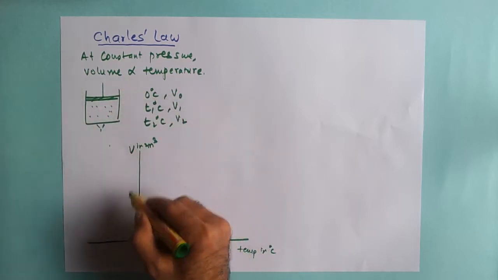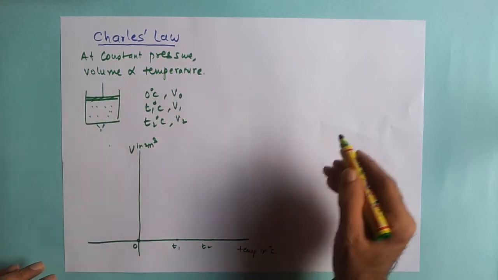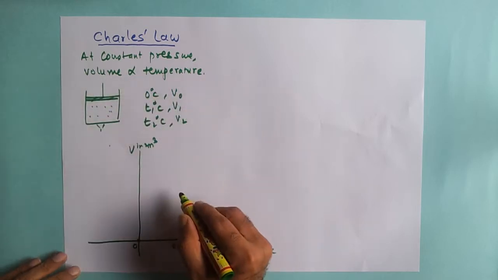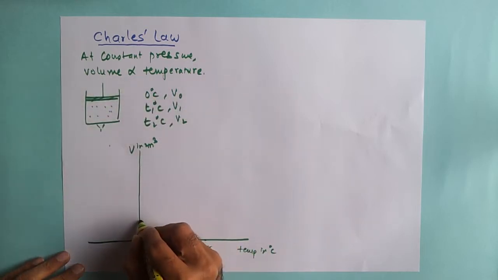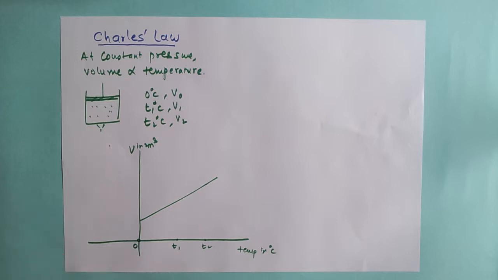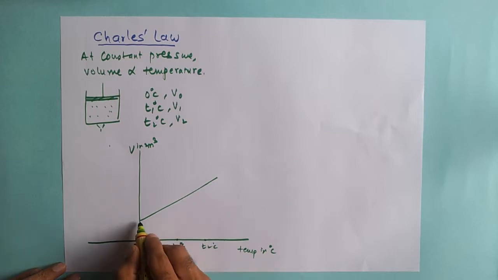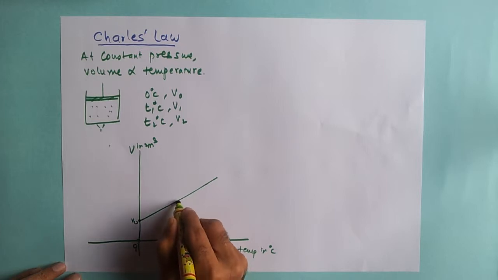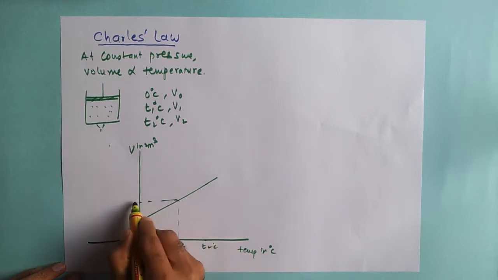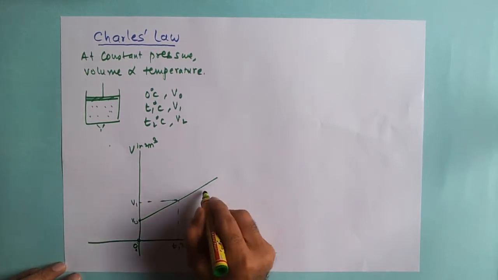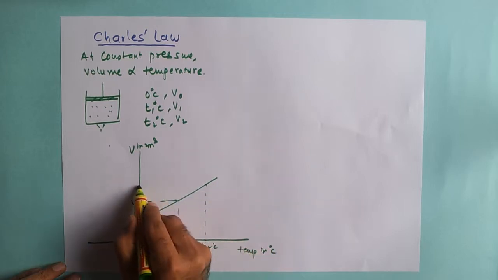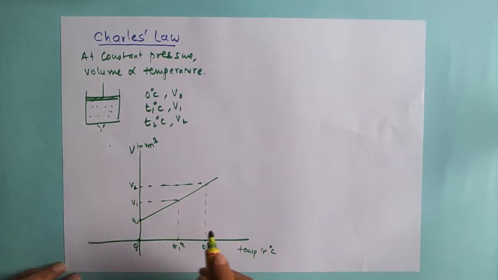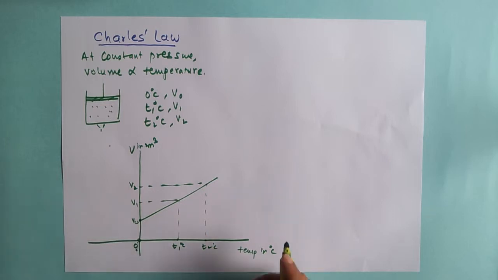Now since volume is proportional to temperature, the graph would be a straight line going up because they're directly proportional. So you'll get a graph something like this, going up something like this. So this is 0 degrees Celsius, T1 degrees Celsius, of course T2 degrees Celsius up. And here the volume at 0 degrees Celsius, this is V0, and this volume would be V1, this volume would be V2, and we'll get a graph like this.